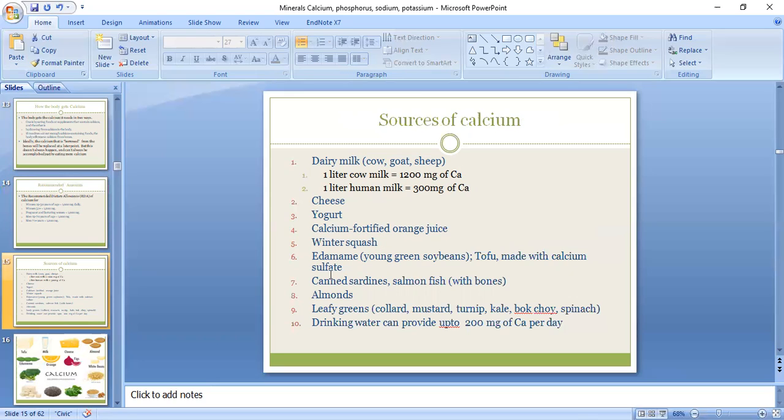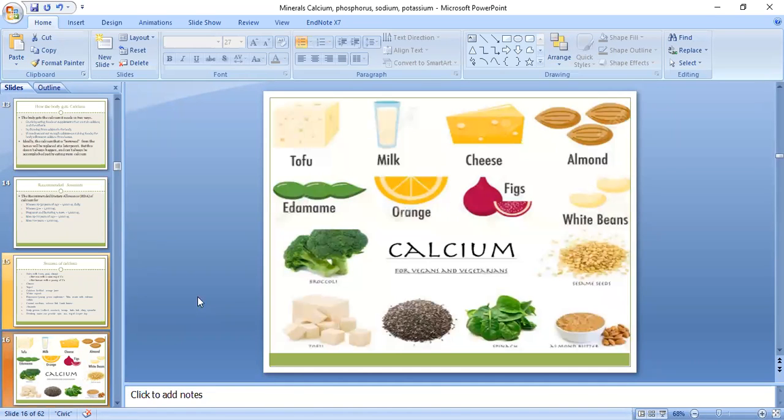edamame, that is the young green soybeans, tofu, that is made with calcium sulfate, canned sardines, salmon with bones, almonds, green leafy vegetables like collard, mustard, turnip, kale, bok choy, and spinach. Drinking water can also provide calcium, up to 200 milligrams per day. These are the different foods that can provide calcium: tofu, milk, cheese, almonds, edamame, orange, figs, white beans, broccoli, spinach.